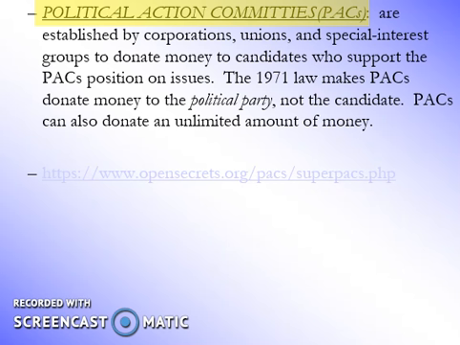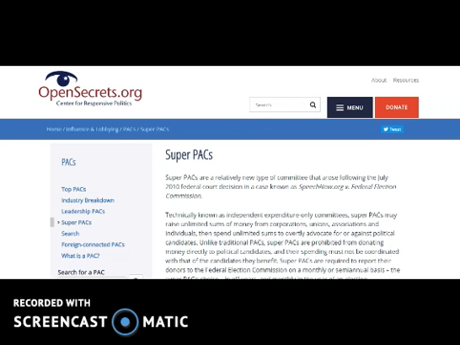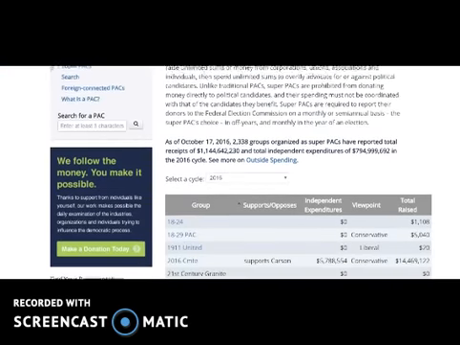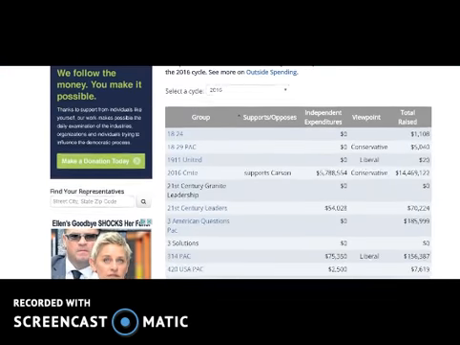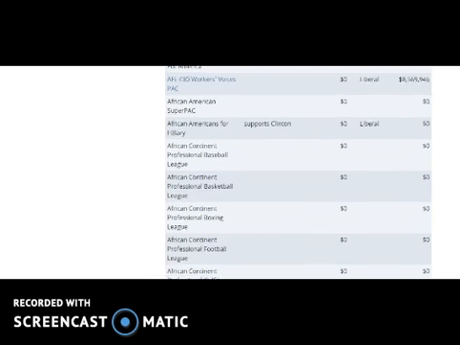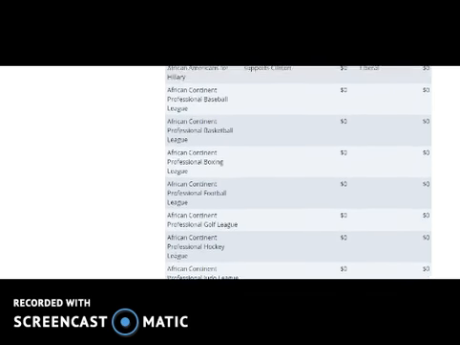And I'm going to click on that website right there, and I'll show you what it looks like. So just really quickly, just to kind of get an idea about what PACs or super PACs are, just kind of scroll through some of these groups, and there's a whole bunch of them. And they'll tell you how much they donated and if they're liberal or conservative. Again, I'll scroll back up.